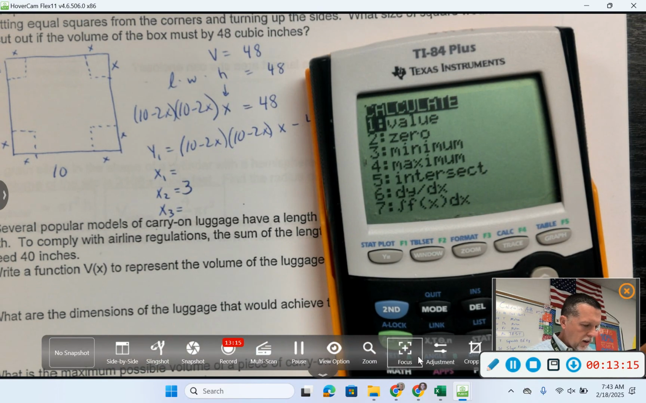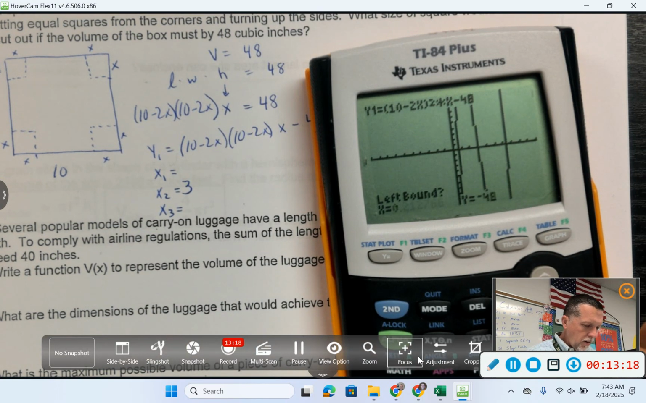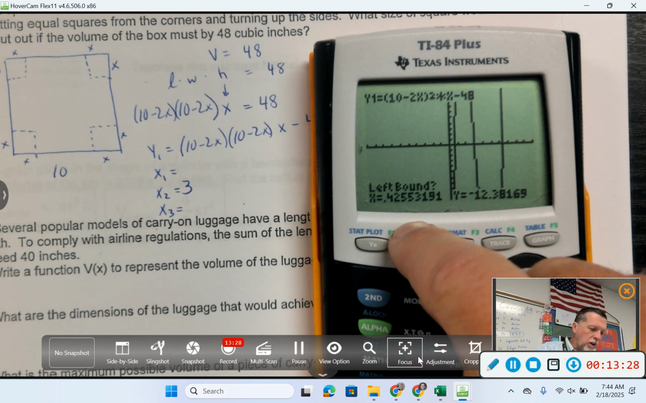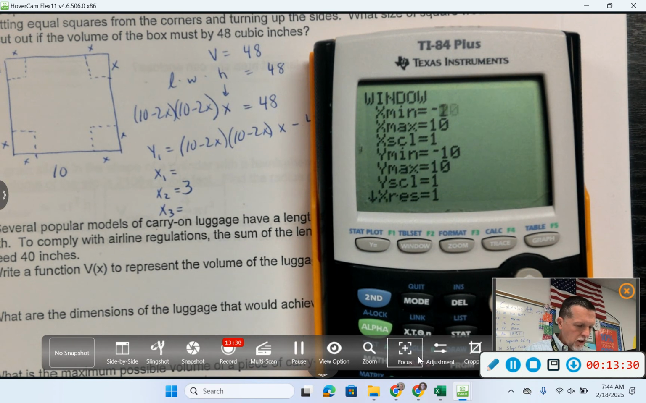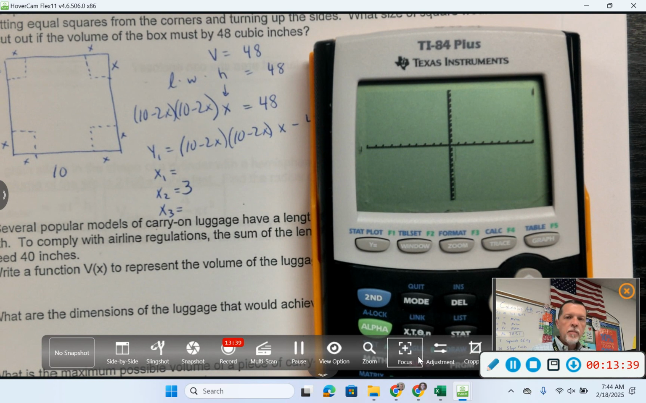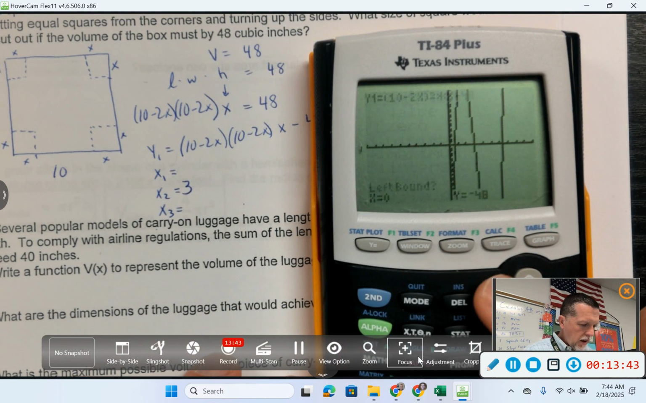Second calc, 0. See if I can find my cursor. Oh, there it went. You can't see everything, so if you don't like that, you can change your window. Like if you want to look a little lower and a little higher to see what's going on. Whoops. That would be on the Y's, not on the X's. Maybe that helps. Second calc 0.